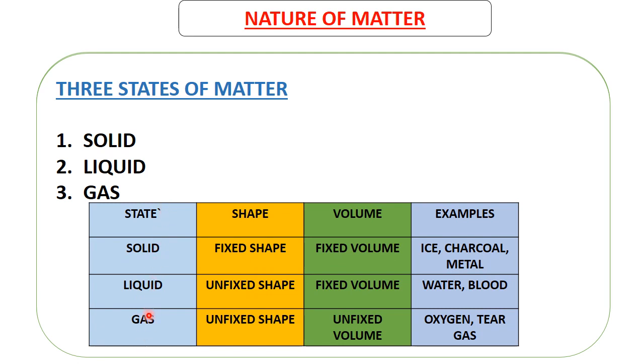So in this column, there are states, which are the three states of matter: solid, liquid, and gas. Here, we're going to analyze shape, then here volume, and here are the examples. So if we start with solid, solids have a fixed shape and a fixed volume, which means their shape and their volume don't change. Examples of solids are ice, charcoal, and metal. So I'll start with metal. The volume and shape of a metal doesn't change, of course, if you don't hammer it or if you don't heat it. And also for charcoal, it's the same.